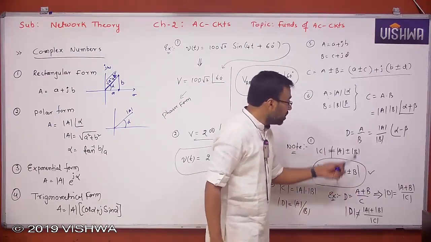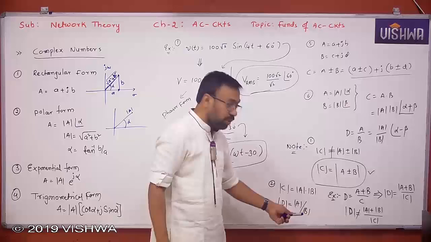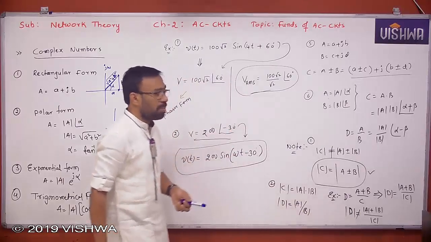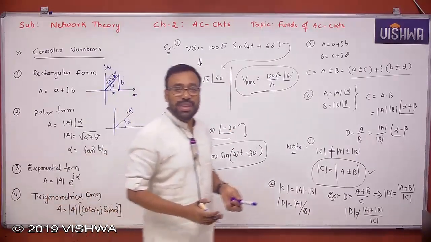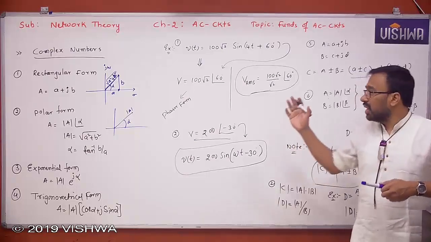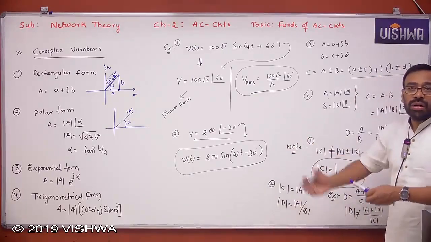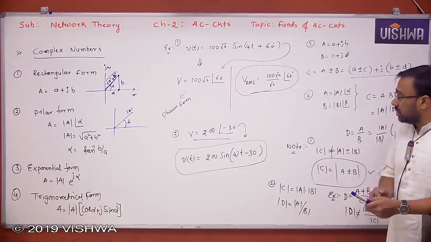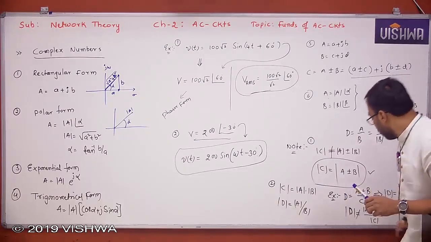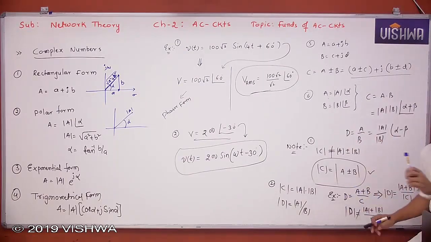Yes or no? For division, what will happen here? Magnitude a by magnitude b. So these are all simple properties. I think you have already studied them in mathematics, but I'm still giving a recap so that you do not make any mistakes in our network theory, AC circuits. Come on, all of you do it quickly. Note down. I'll give you 2 minutes. Just quickly note down, all of you.